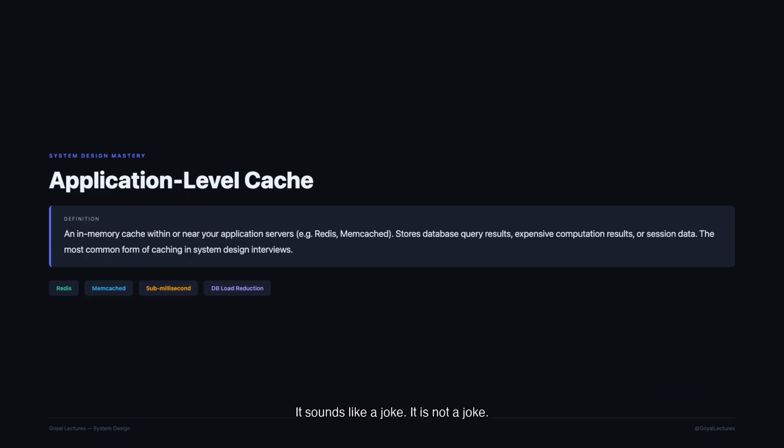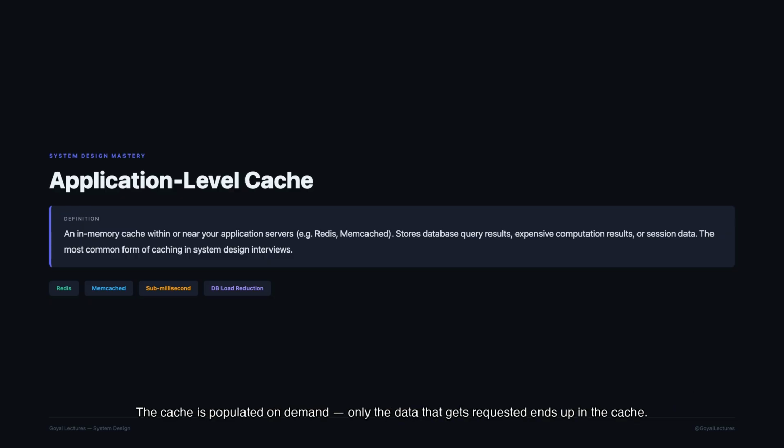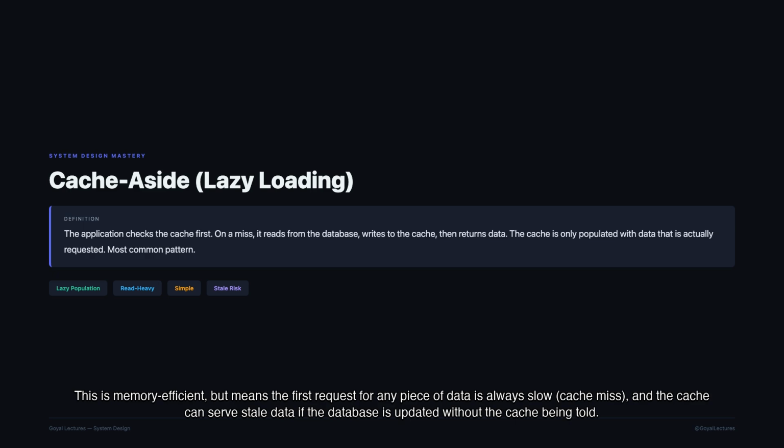Cache aside is the most common pattern. The cache is populated on demand. Only the data that gets requested ends up in the cache. This is memory efficient, but means the first request for any piece of data is always slow, a cache miss, and the cache can serve stale data if the database is updated without the cache being told.